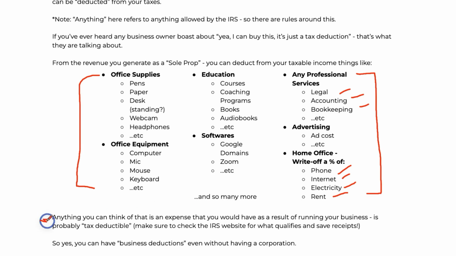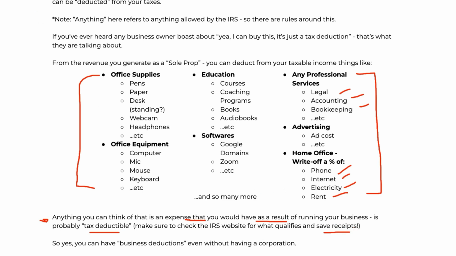Anything that you can think of that is an expense you would have as a result of running your business, most probably it is going to be tax deductible. You just have to make sure through the IRS website, which is very easy to do, it's just a Google search away, that you can see what qualifies, and you just have to make sure that you save your receipts, so that way you have all of those when you do your tax filings, right?